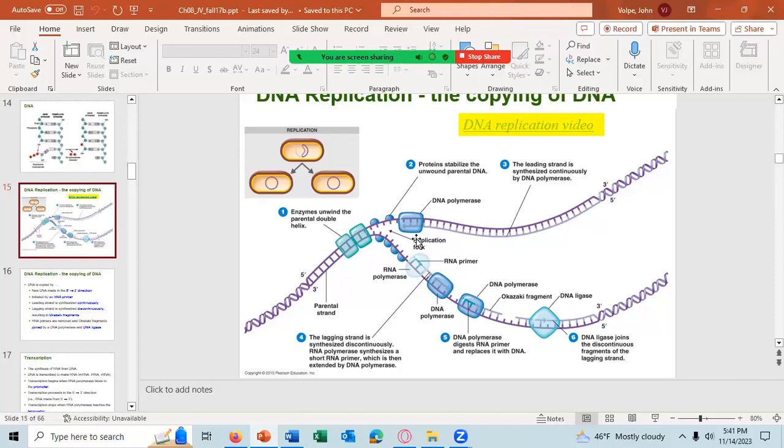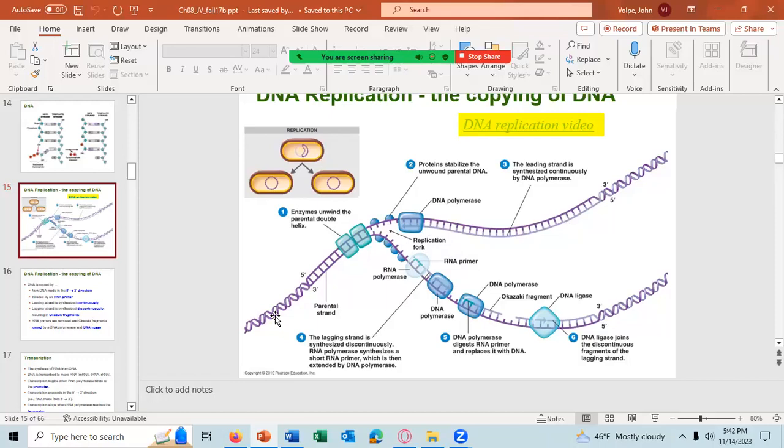And so on the leading strand, the helicase doesn't have to do much work. All it has to do is bind right here and then link this strand of DNA to this newly replicated strand of DNA. Any question about any of that?